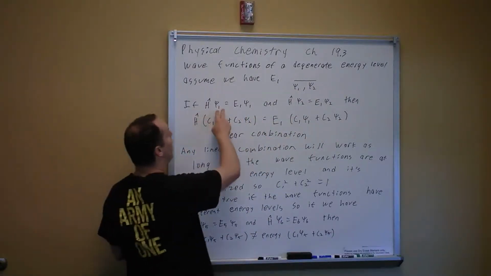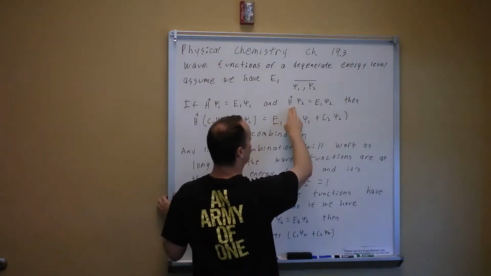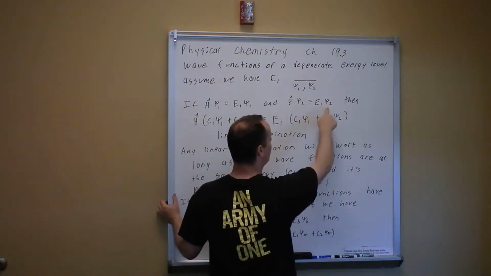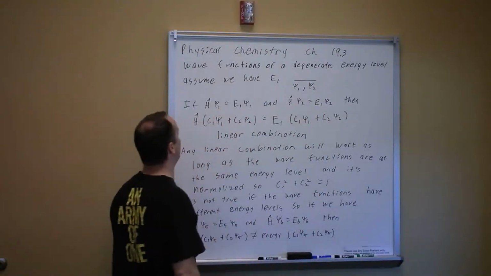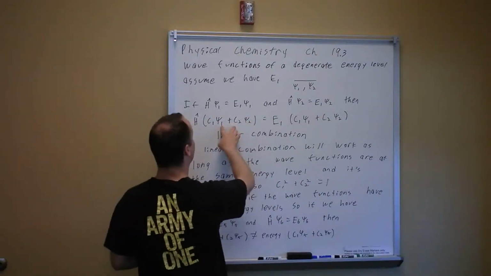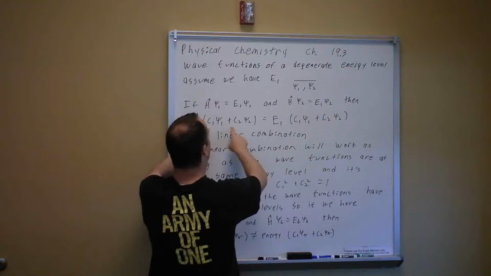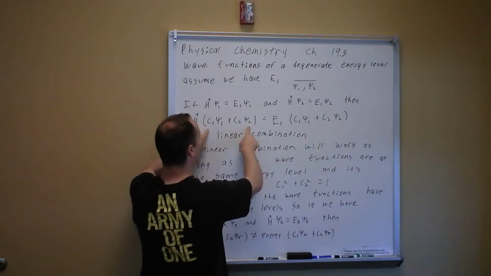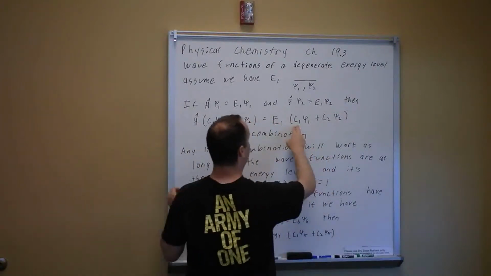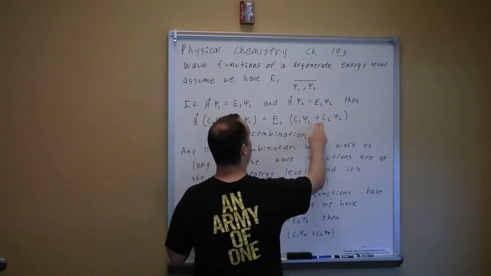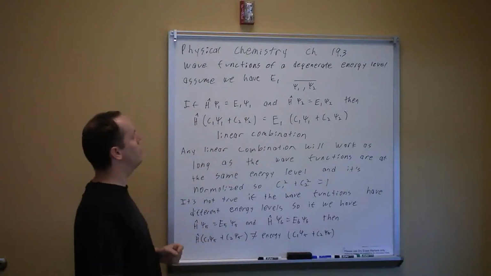If the Hamiltonian of psi 1 is equal to the energy E1 times psi 1, and the Hamiltonian of psi 2 is equal to the same energy E1 times psi 2, in other words these two wave functions have the same energy, then you can do a linear combination of those. You can take the Hamiltonian of any constant C1 times psi 1, plus another constant C2 times psi 2, and that's going to be equal to the same energy E1 times that whole quantity, C1 psi 1 plus C2 psi 2. So this is a linear combination of those two wave functions.